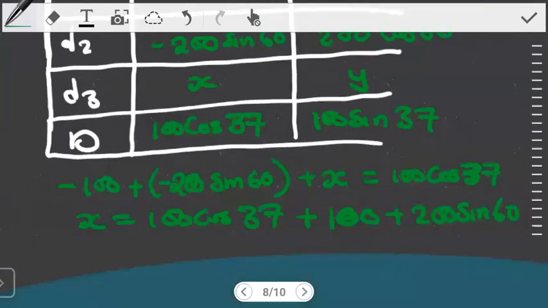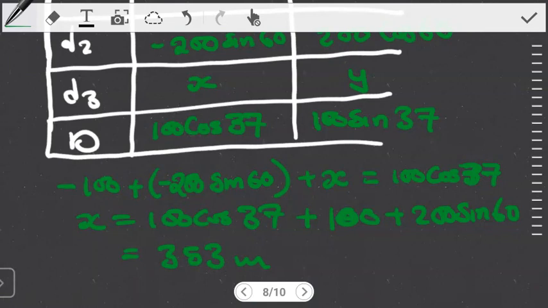So we can simplify this. When you simplify this, you should see that you're going to get 353. This is a magnitude, so this is going to be in meters, of course. But of course, here we're just getting the components. This is not our final answer. So this is just the x component of d3.